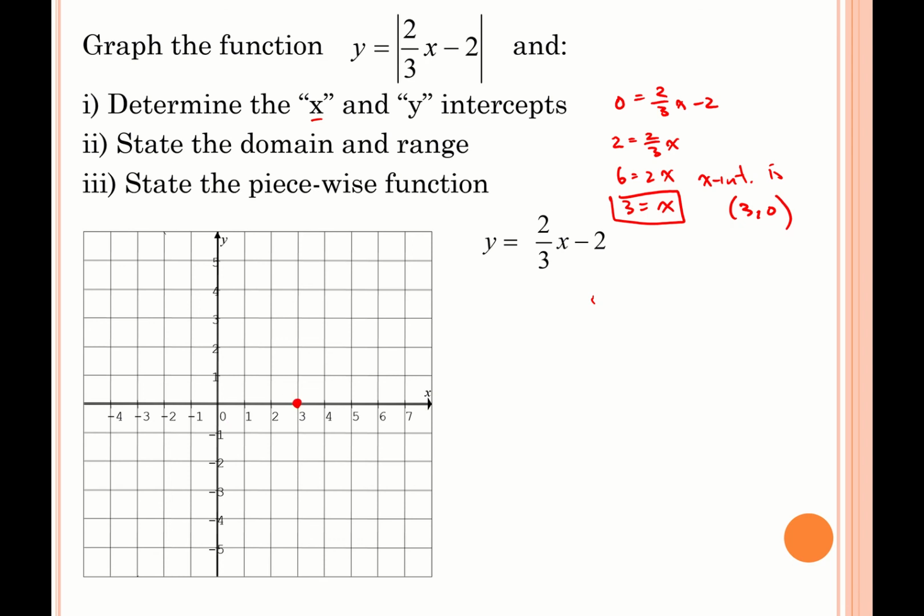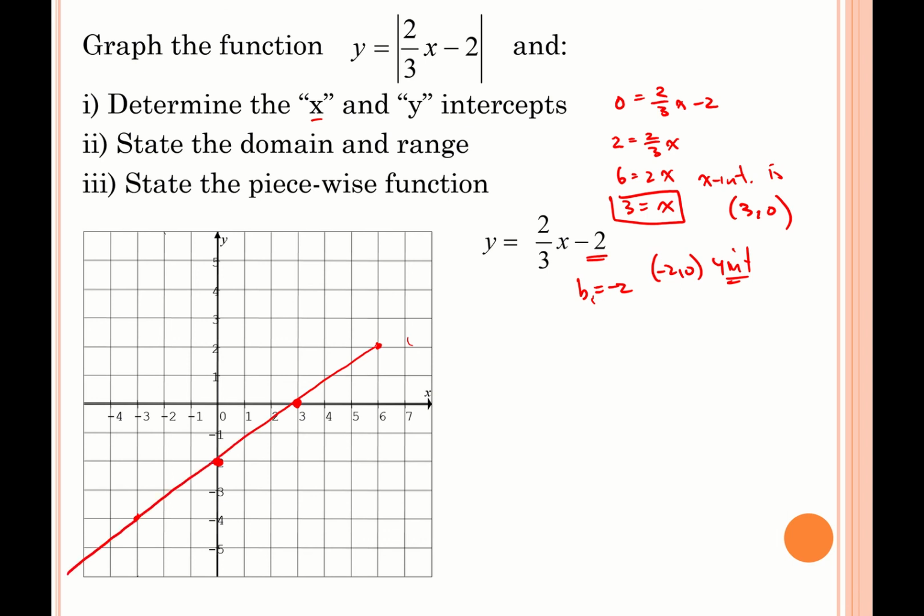Okay, and the next thing is, what's your y-intercept? Your y-intercept is just right over here. So b equals negative 2. Therefore, (0, -2) is your y-intercept. Then I'm going to draw this graph. You know the slope is up 2, right 3, so up 2, right 3, or down 2, left 3. So here's my graph.